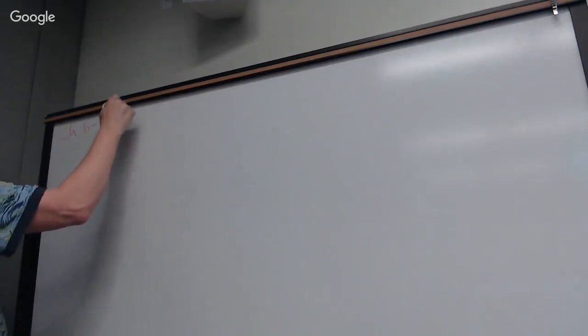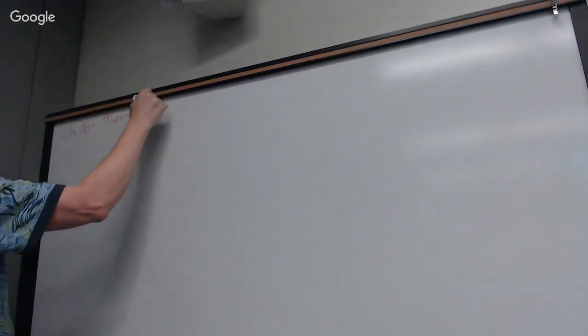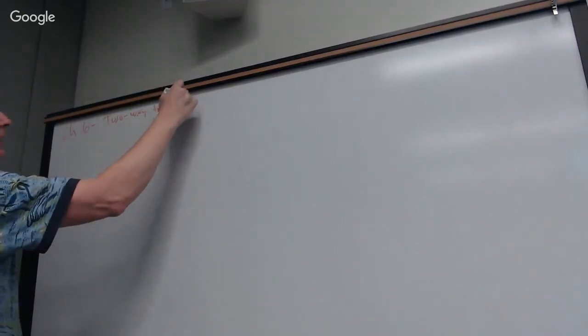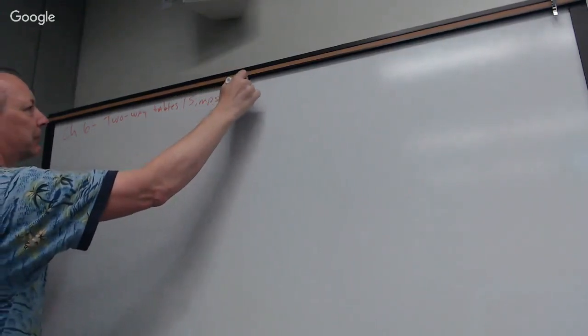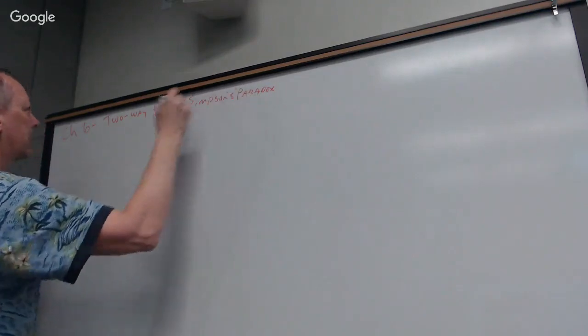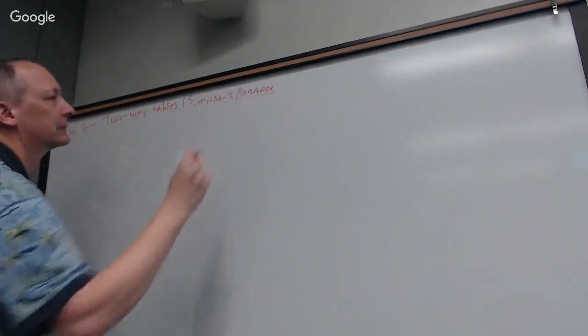Okay, so we're going to start on chapter 6, which is on two-way tables and also on Simpson's Paradox. Simpson's Paradox? Yep. Which I can't, well, that's the best part of the chapter, Simpson's Paradox.